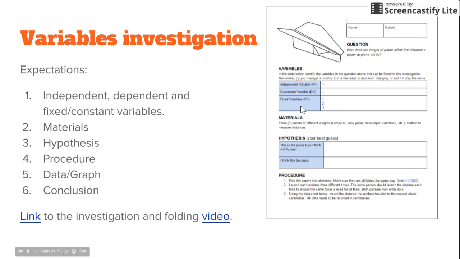Essentially what you'll be doing is trying 3 different weights of paper, very, very thin copy paper and some heavier stock. You'll be following the procedure that you'll see in the investigation or the inquiry sheet, completing it and turning it in on Google Classroom. Please follow the directions carefully.